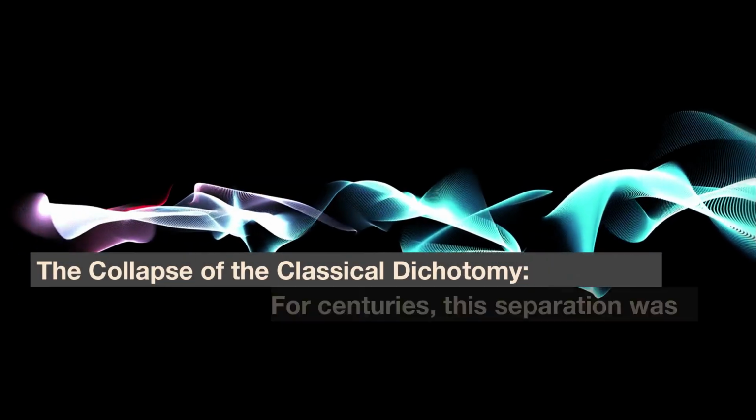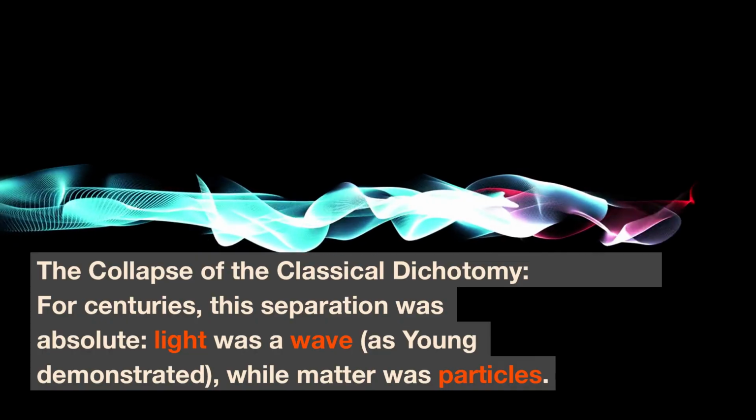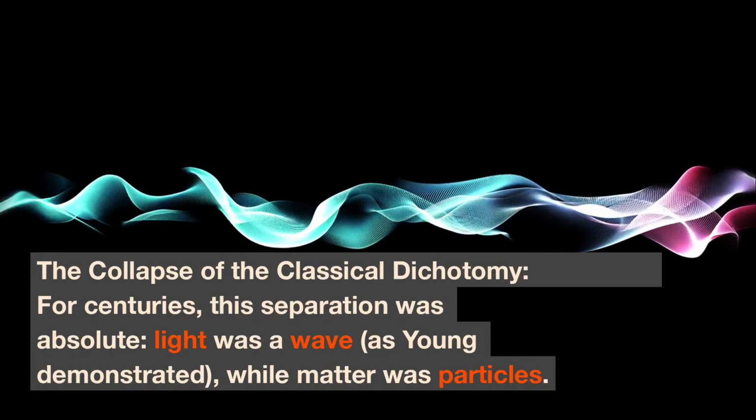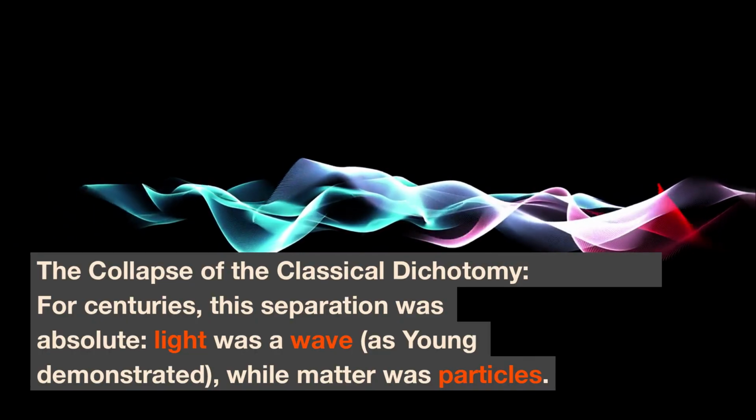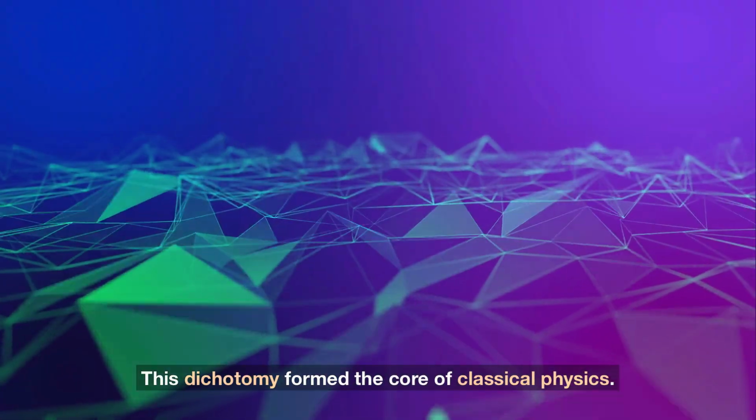The collapse of the classical dichotomy. For centuries, this separation was absolute. Light was a wave, as Young demonstrated, while matter was particles. This dichotomy formed the core of classical physics.